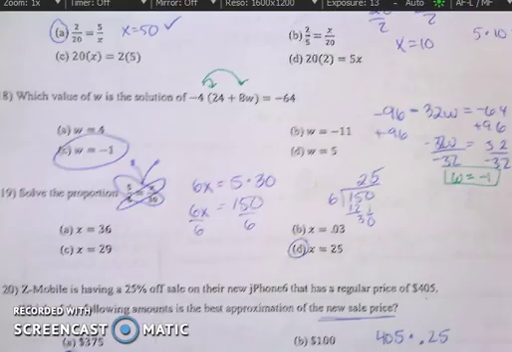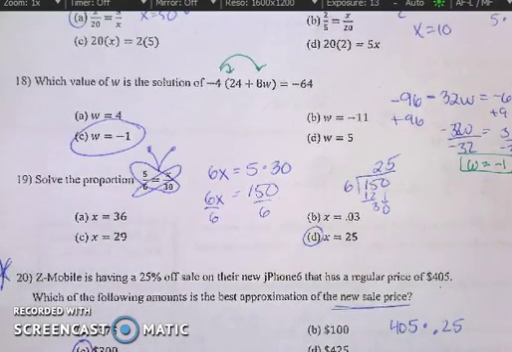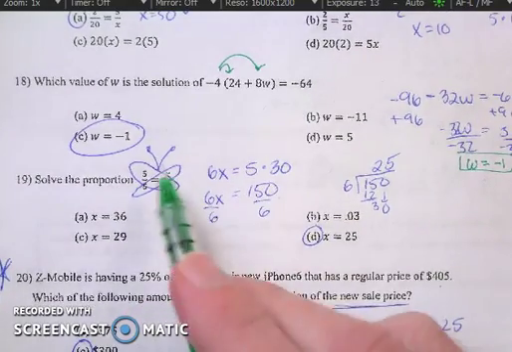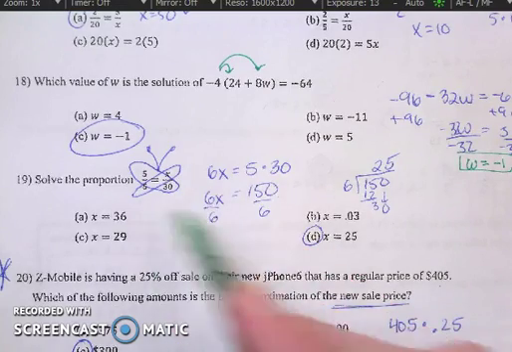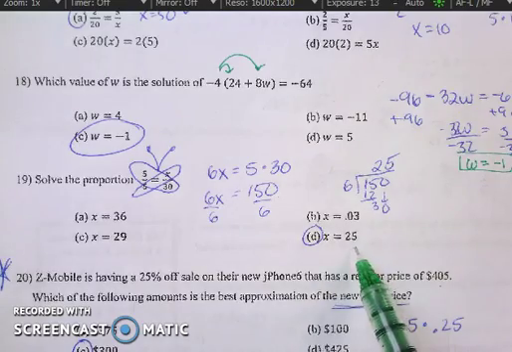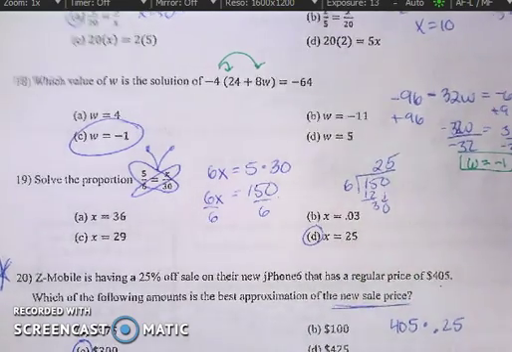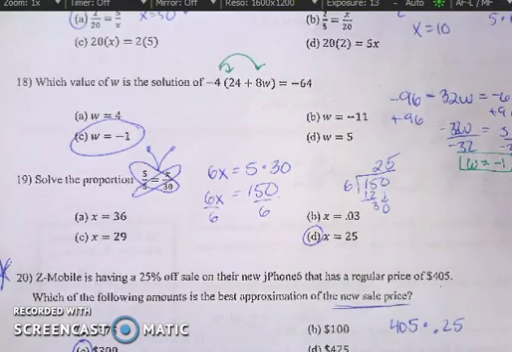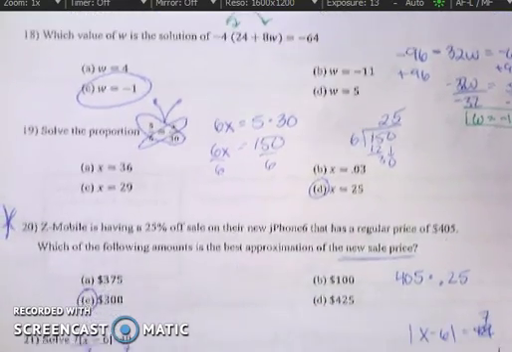Number 19, we did this one in class. When we're solving a proportion, we cross multiply. It's going to be 5 times 30 and 6 times x. We get 150 divided by 6, which is going to end up with 25, even doing our long division. At any time, you can pause the video to see the work if I'm going too fast.